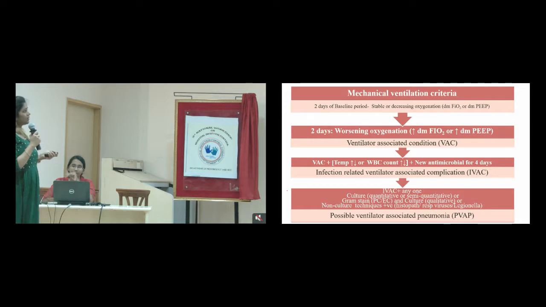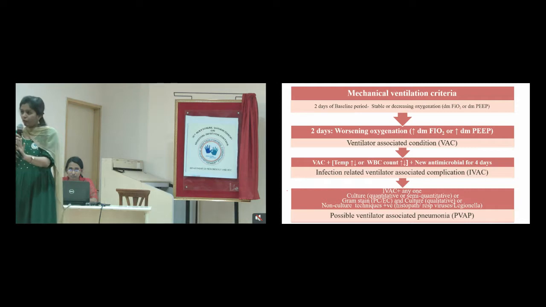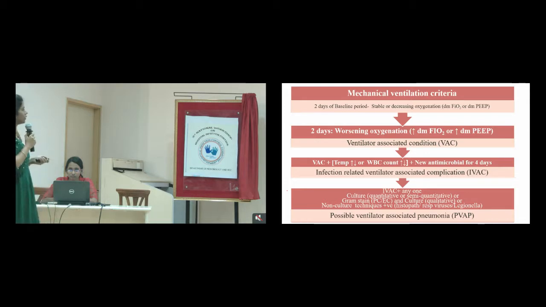For you to call it a ventilator associated condition, there should be mechanical ventilator criteria, that is, the patient should be mechanically ventilated. Two days of baseline followed by two days of worsening of gas exchange criteria has to be fulfilled. Again, these definitions we will see in further slides. If this is fulfilled, you are going to term it as ventilator associated condition. Once this is fulfilled, keep in mind you cannot jump the steps. Once your VAC criteria is fulfilled, you are going to look into other criteria.